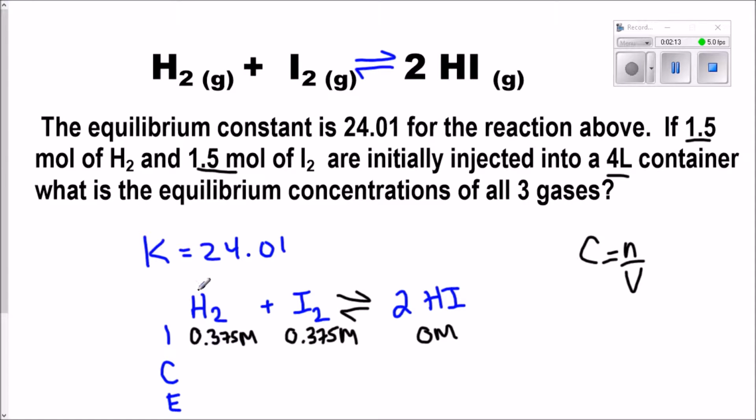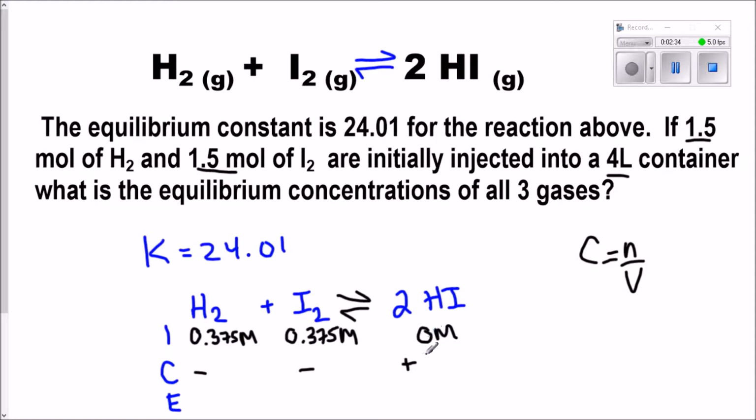Now right now the system is all reactants, so really there's only one way this is going to shift. It's going to shift to the right. That means that these concentrations are going to decrease and these are going to increase. You could never put a decrease here because you can't decrease from 0. You can't get any smaller than 0. If you have nothing, you have nothing.